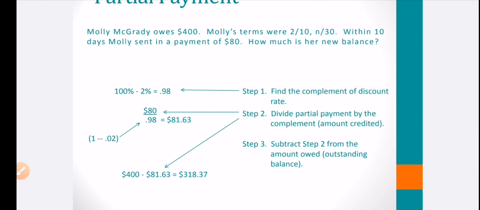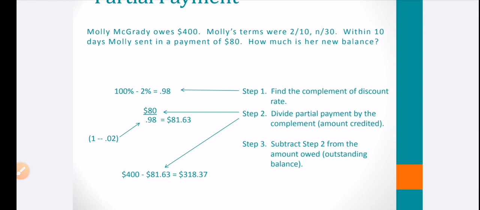We may do it this way. We may take the complement of the 2%, which is 0.98. So to make things easy, we use the complement, which is the simplest way. Then we take the amount that she paid, which is 80, and we divide it by the complement. We took this example before. We take the amount and divide it by the complement. In this case, we get the amount 81.6.